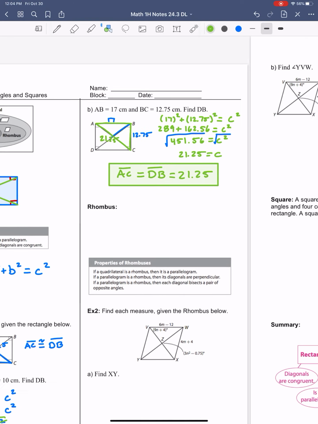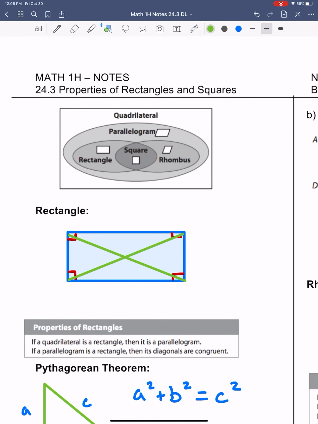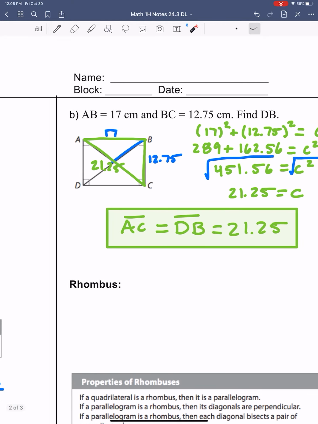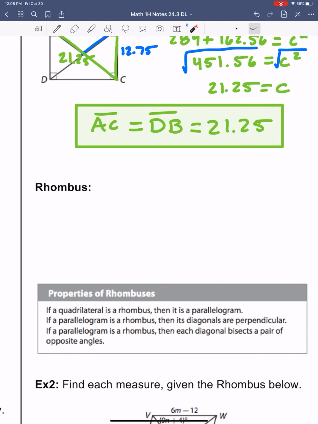Let's take a look at a rhombus. I'm going to go back to the diagram we had at the start. Remember, a rhombus is also a type of parallelogram, so all those parallelogram properties still hold for my rhombus, except a rhombus has another couple of requirements to make it a rhombus.